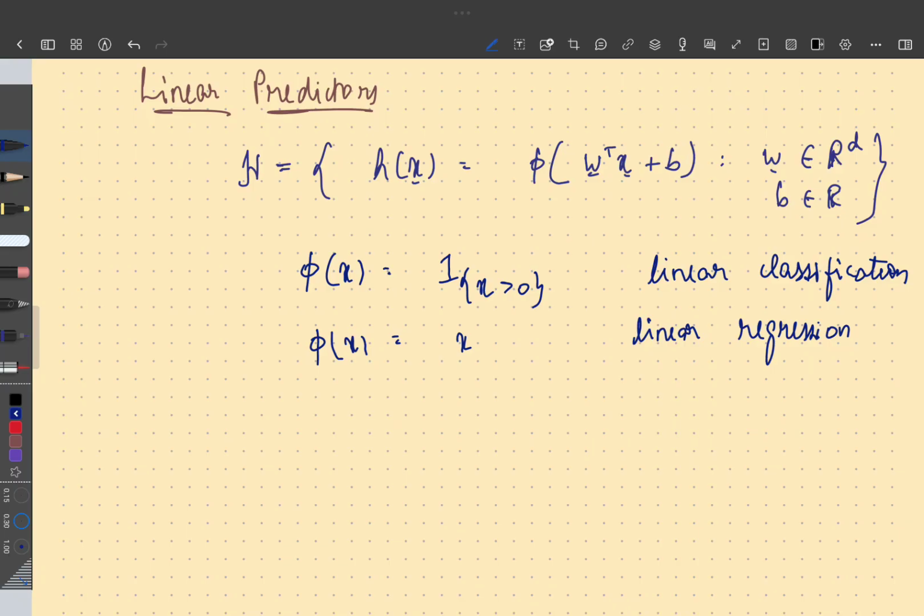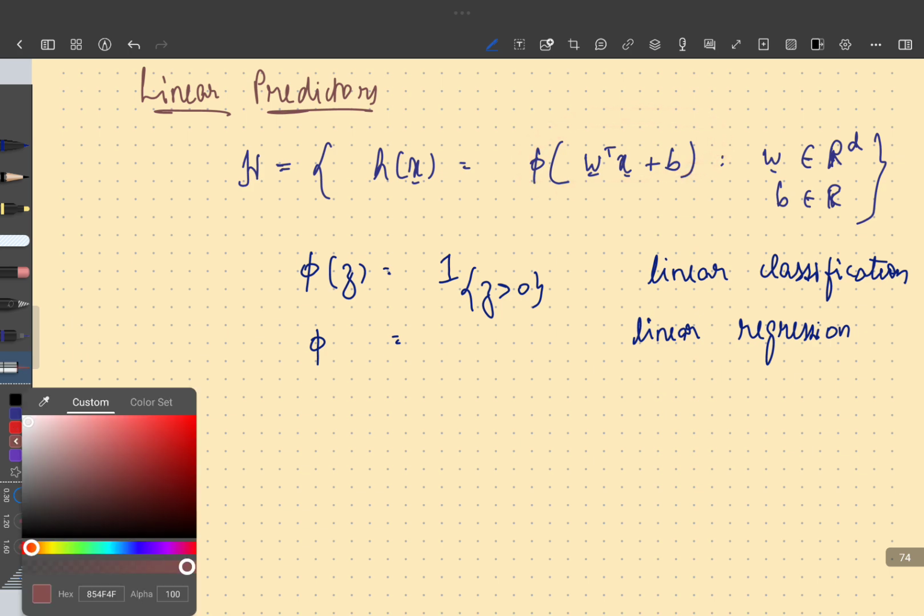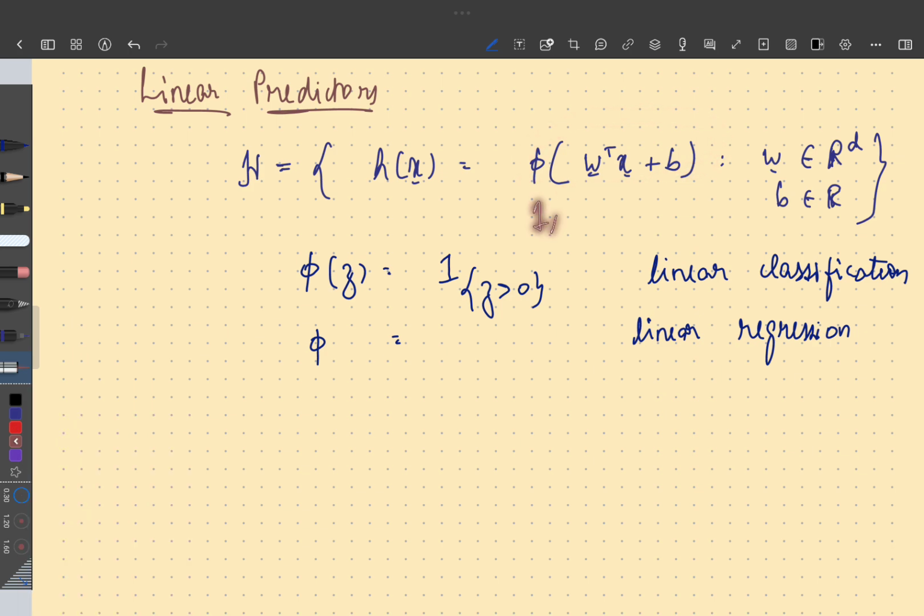I'm sorry? Identity, or just x greater than 0. Okay, maybe I should have used a different variable here to avoid confusion. See, phi of z is indicator z greater than 0, because remember this is phi of w transpose x plus b. So phi of w transpose x plus b is the same as saying indicator w transpose x plus b greater than 0.